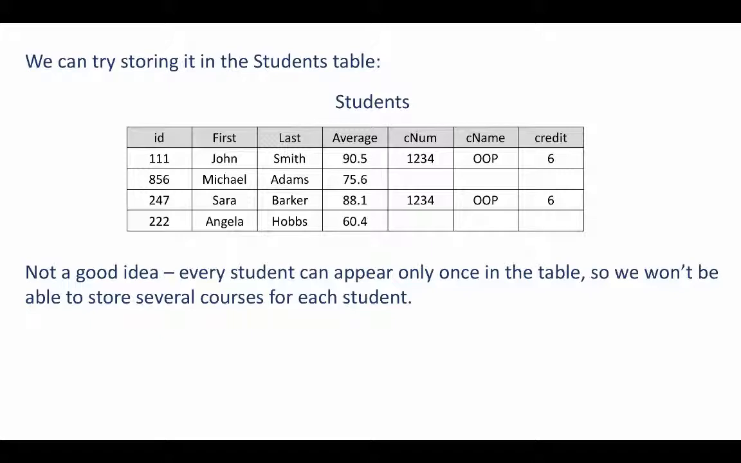Every student can appear only once in the table, so we won't be able to store several courses for each student. In this example, we already saw on the previous slide that John Smith took the database course, but in this table, we cannot indicate this fact because John Smith appears only once in the table.